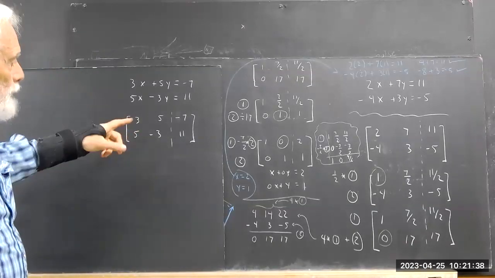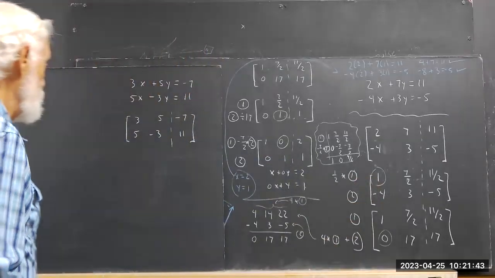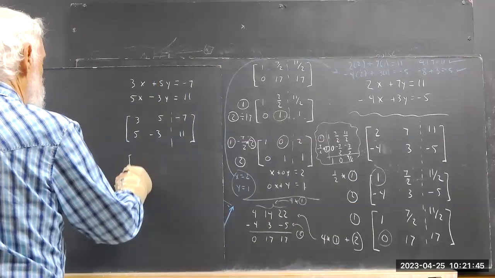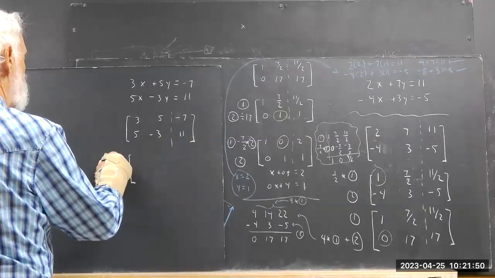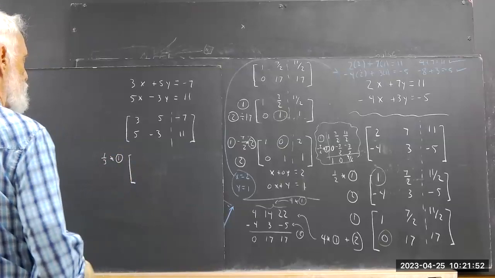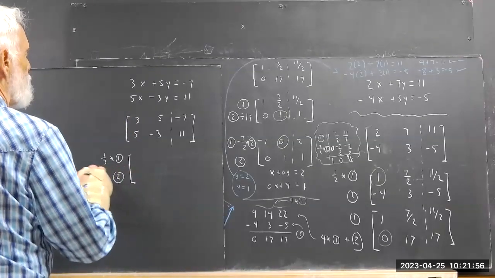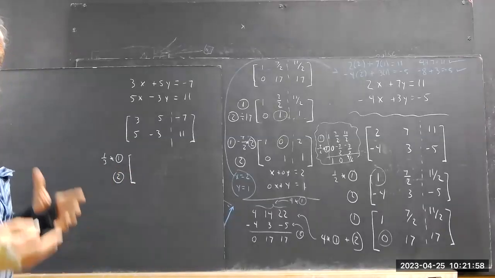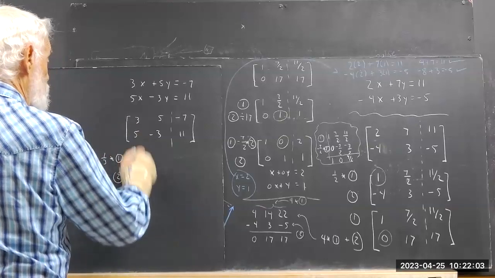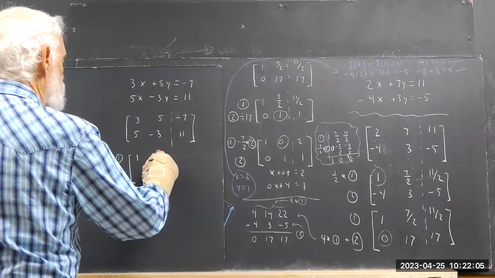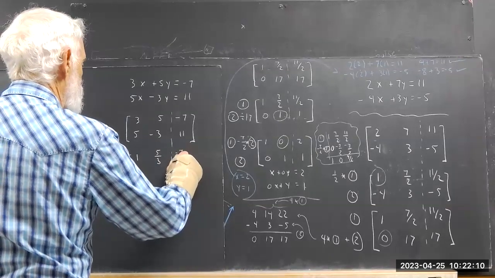Okay. So again, our goal is to get a 1 here. How do we do that? We're gonna write this out. We're gonna say 1/3 of our previous row 1. Row 2, nothing we touched yet. Don't want to do too many things at once. Okay. 1/3 times row 1 gives us a 1. 1/3 of 3 is 1. 1/3 of 5 is 5/3. And 1/3 of -7 is -7/3.